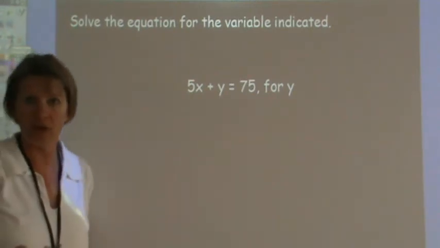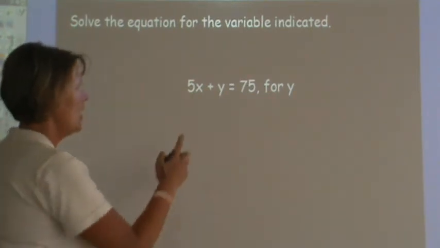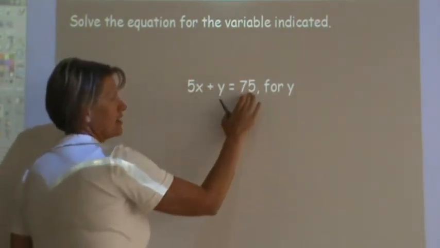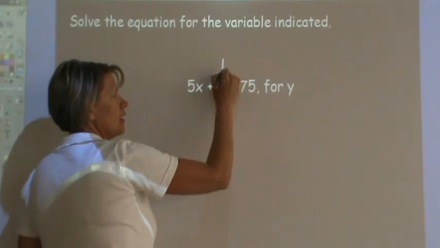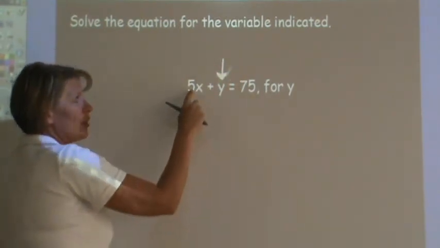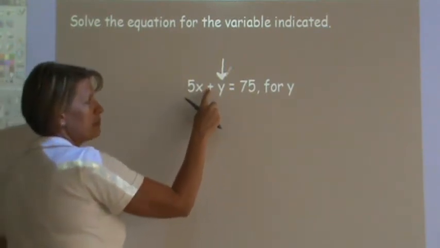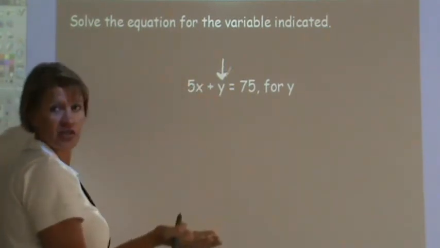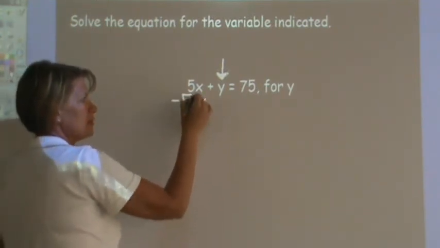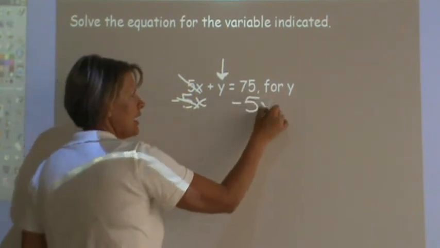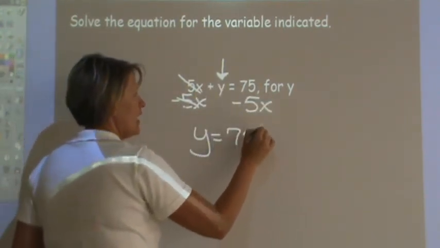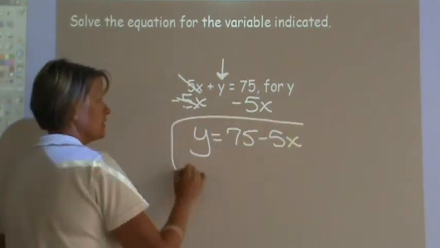Okay, I'm going to do a couple more for you here, and then you're going to be on your own. So let's look at it one step at a time. We've got 5x plus y equals 75. We're going to solve it for y. So that means I want to get y equals everything else. So I need to get rid of this 5x. Well, it says 5x plus y, so we're going to do addition or subtraction. It's a positive 5x, so to move it, I'm going to subtract 5x. Whatever I do to one side, I do to the other. So I'm left with y equals 75 minus 5x.